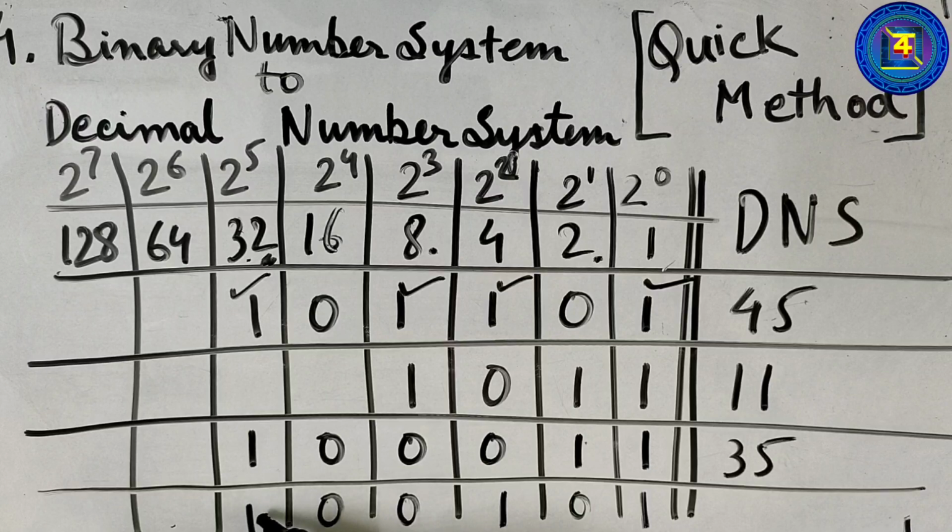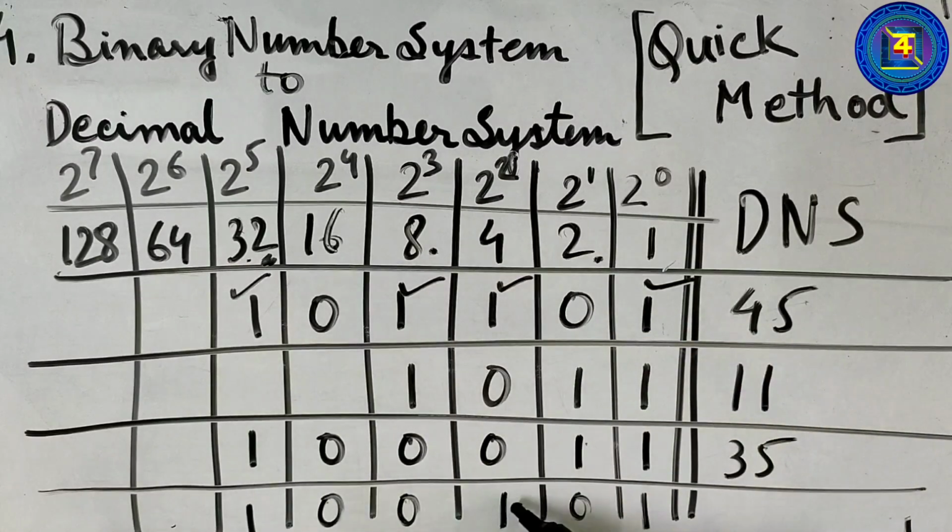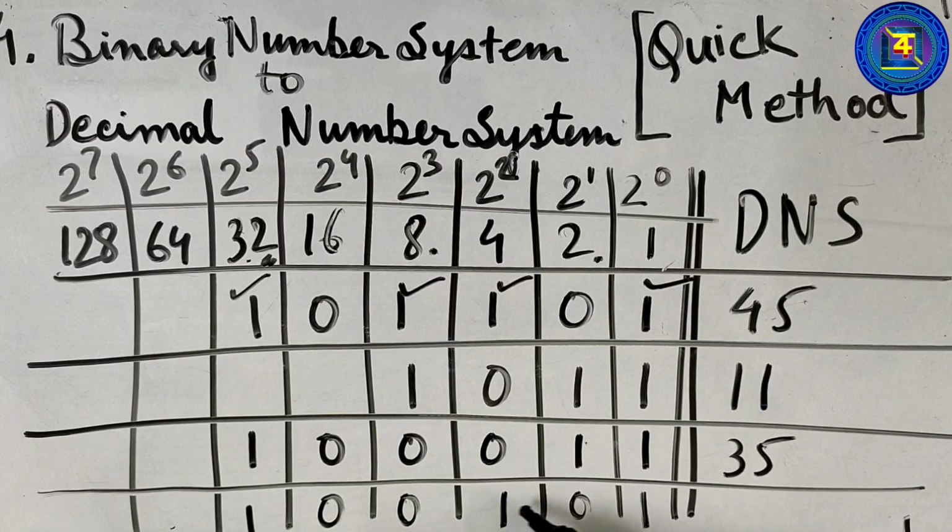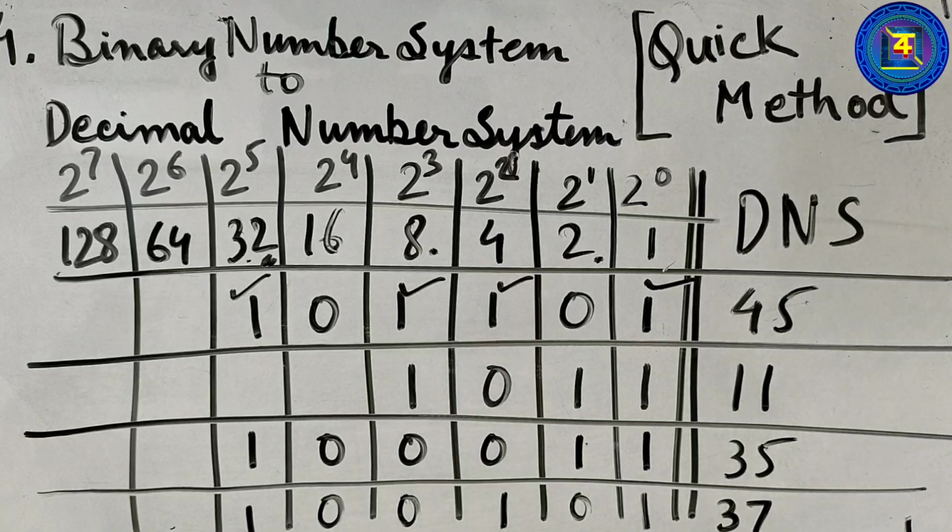The first value would be 32, then followed by 4, that is 36, and then at last is 37. So the answer is 37. So what do you think? Give your answer in the comment section below. Which method is faster for you?